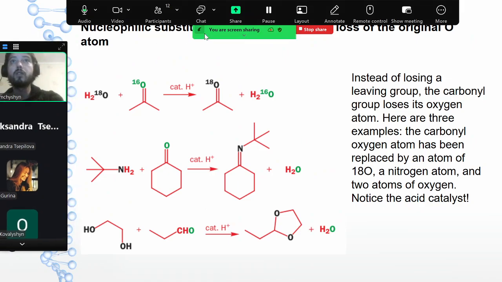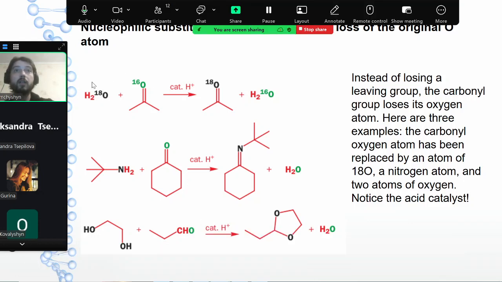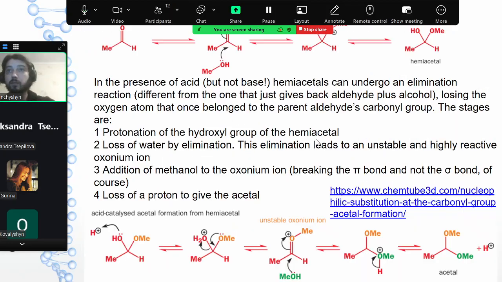One more notion. It may happen that nucleophilic substitution leads to the loss of the original oxygen atom. So the double bond is reformed, but the original oxygen atom is lost. You can track that if you use different isotopes of oxygen. Here you see oxygen 16 and oxygen 18 are used, and you see that the reaction goes, and this oxygen is swapped by the different oxygen that comes from water. Good.